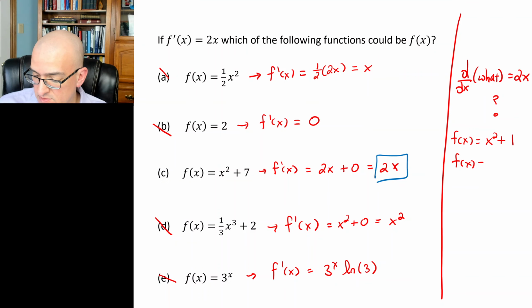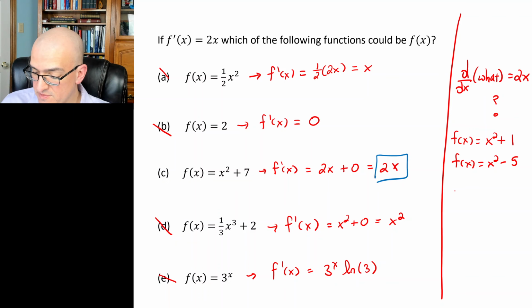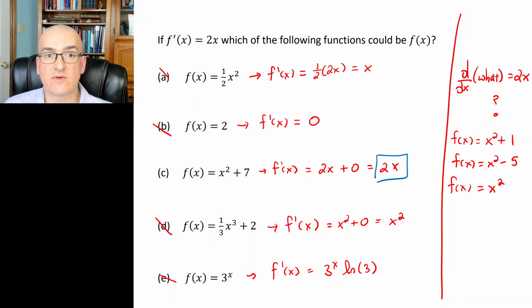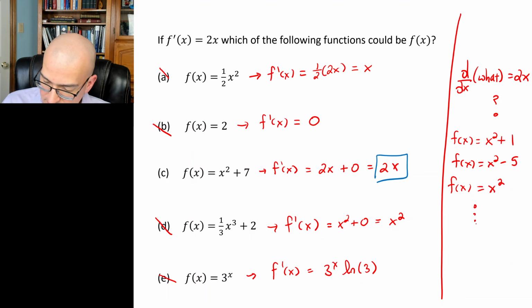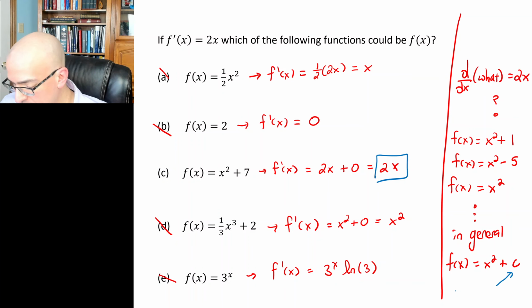f of x is equal to x squared minus 5. That's definitely going to work as well. The derivative of negative 5 is 0. It's going to disappear. We're just going to get 2x from the derivative of the x squared term. Or just x squared all by itself with no constant. So f of x is x squared. That definitely will give us, when we take its derivative, a 2x. And in general, we can say that f of x is equal to x squared plus c, where c is an arbitrary constant. It's called a constant of integration, but for now I'll call it an arbitrary constant.